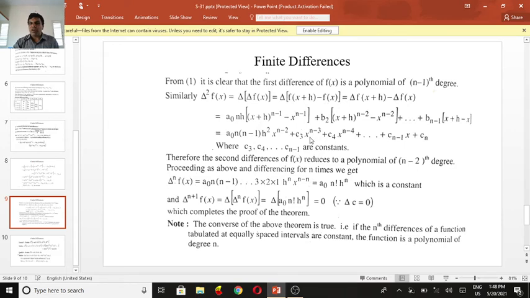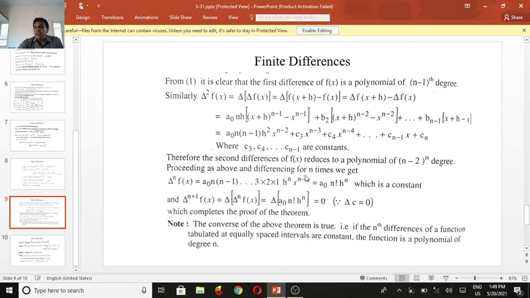I take outside the coefficients of x power n minus 2, x power n minus 3, x power n minus 4 etc. These coefficients should be denoted by c3, c4 etc. So that is c3, c4 etc. These are our constants. So this is the second difference of f of x, reduced to a polynomial of degree n minus 2.